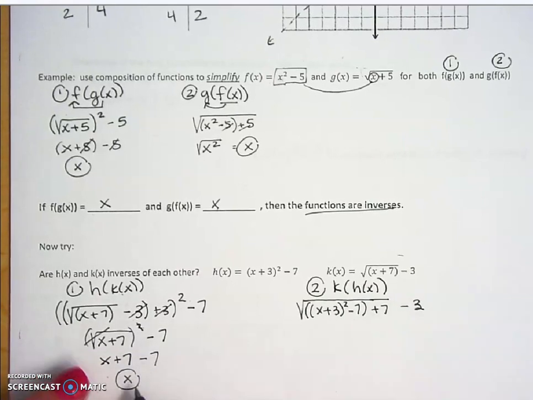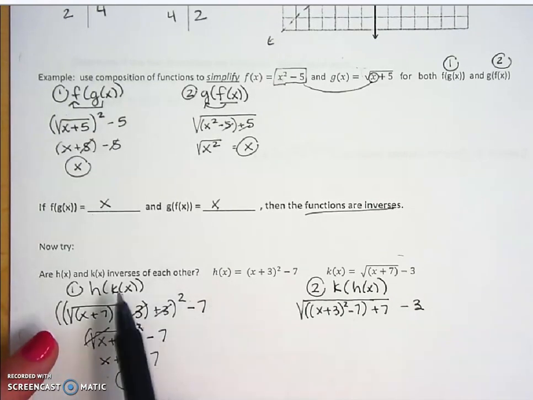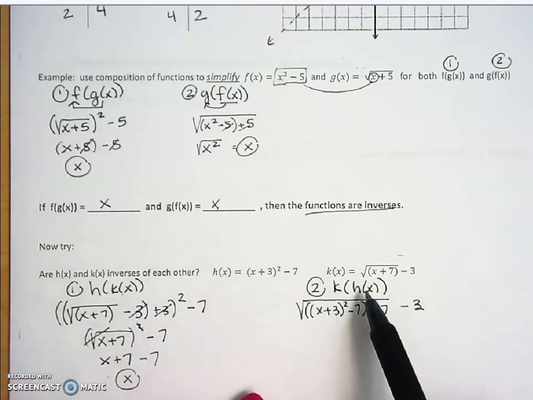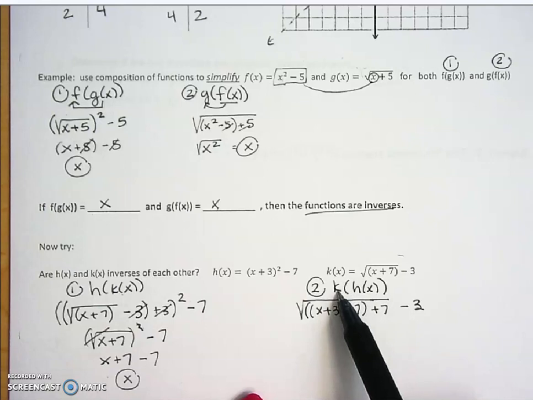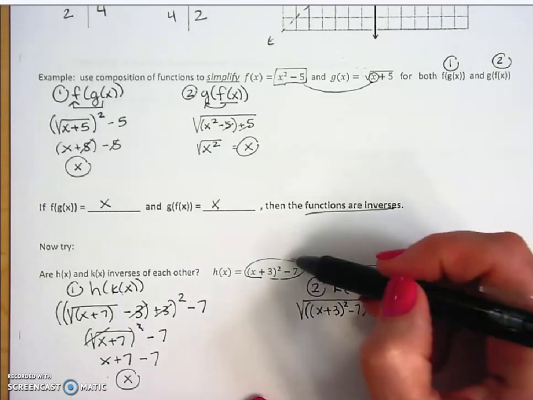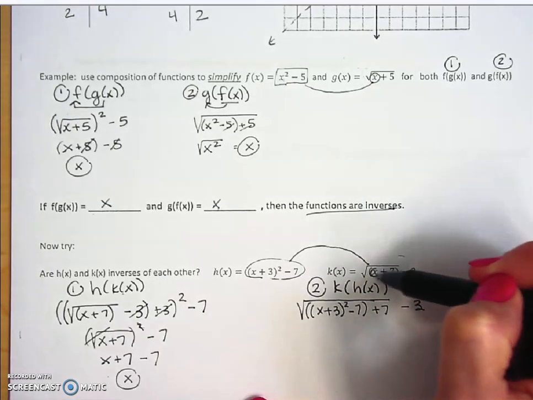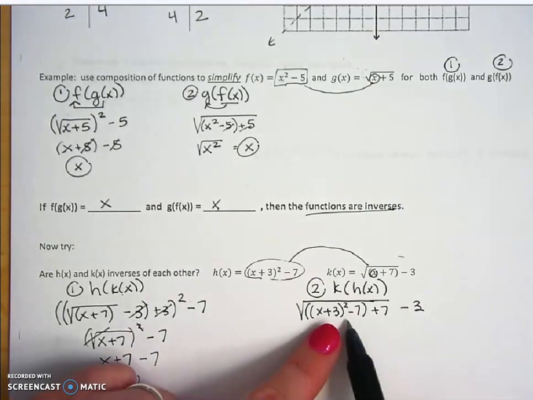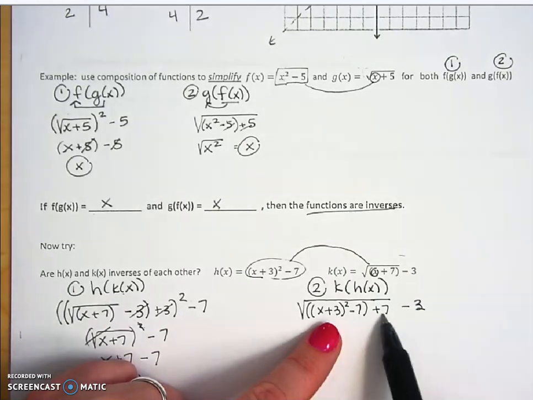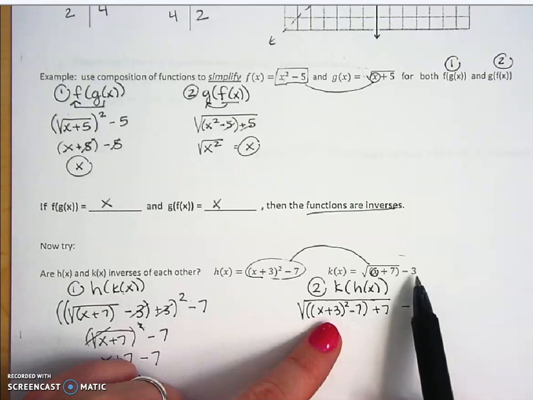Now I'm not done, so I have shown that it's x for substituting k into h, but now I still have to show that it's also x substituting h into k. So I took h, which was all of this, over here and replaced just the x with it. So that's what I have right here, the x plus 3 squared minus 7. This plus 7 comes from the k function, and then I have the minus 3 from there as well.